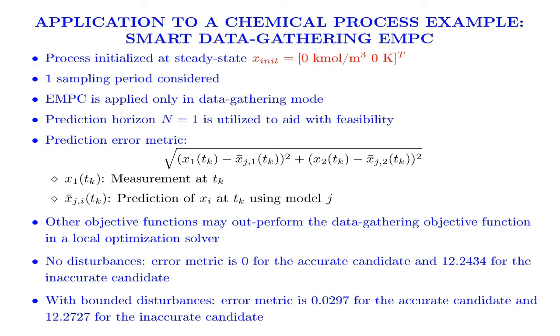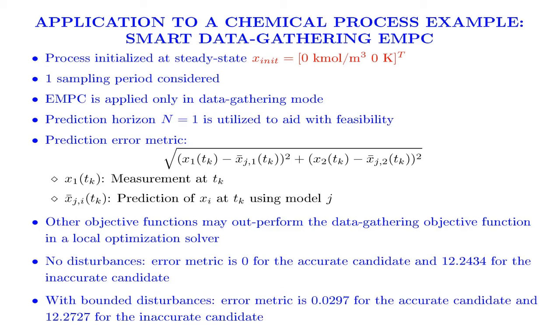The process was initialized at steady state and simulated over one sampling period. And the EMPC is applied only in a data gathering mode. Its prediction horizon was set to be 1 to help with feasibility. And the prediction error metric is given by this expression, where x_i at t_k corresponds to the state measurement at t_k, and x bar_j,i corresponds to the prediction of the state i at t_k using the jth model.